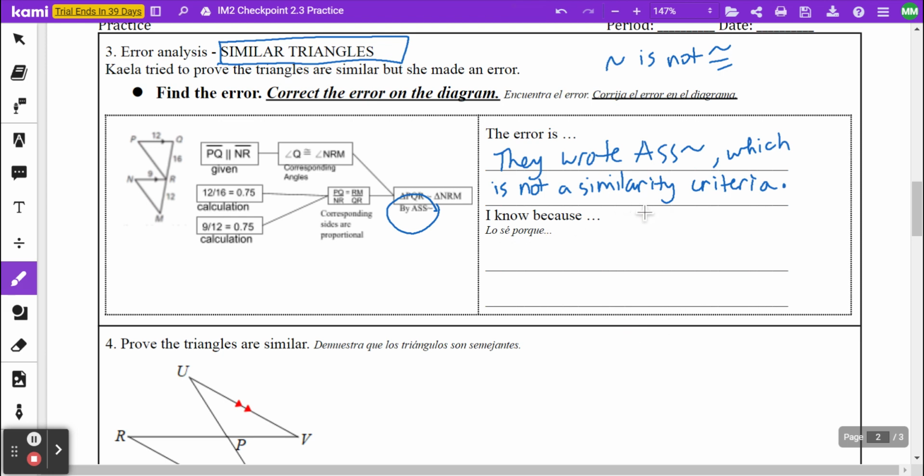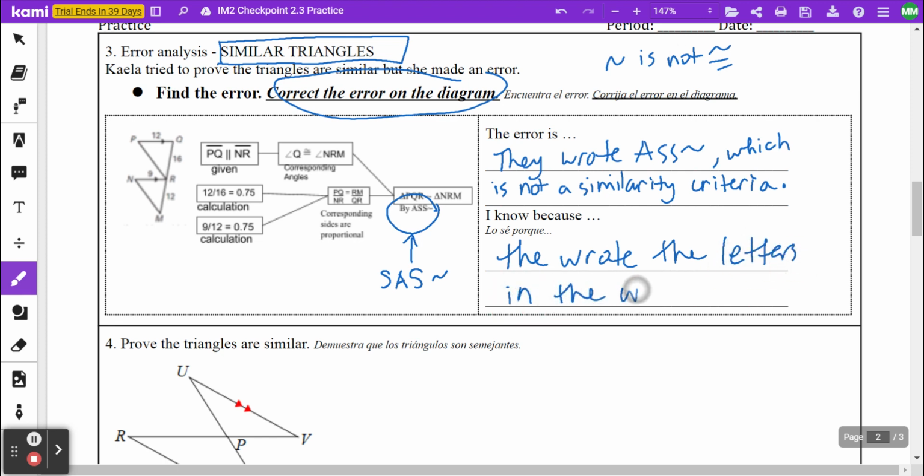So we want to correct the error on the diagram. We could have written side, angle, side similarity, which is a similarity criteria. So I know because they wrote the letters in the wrong order. Okay, we continue.